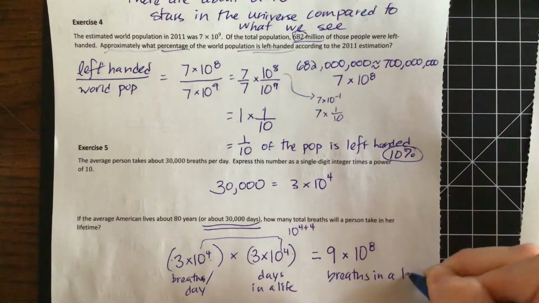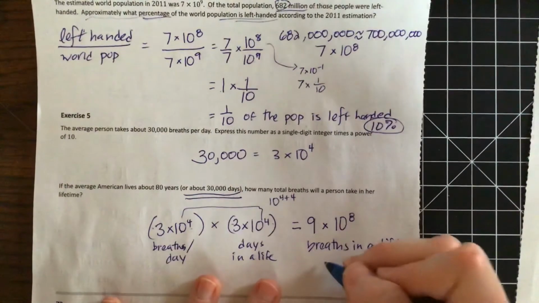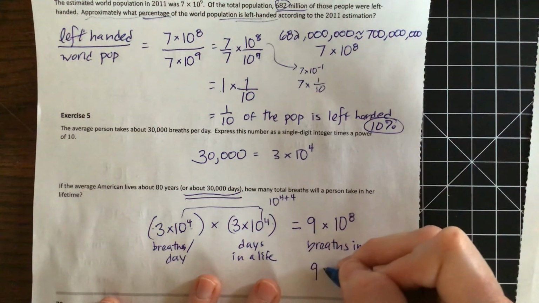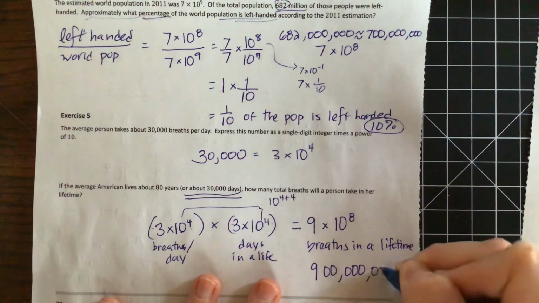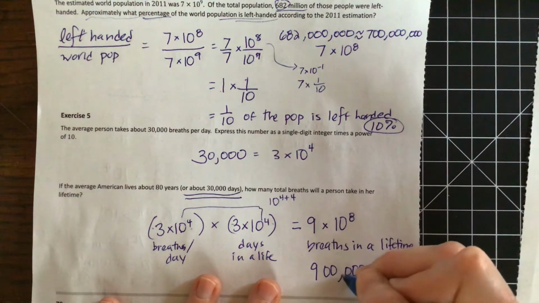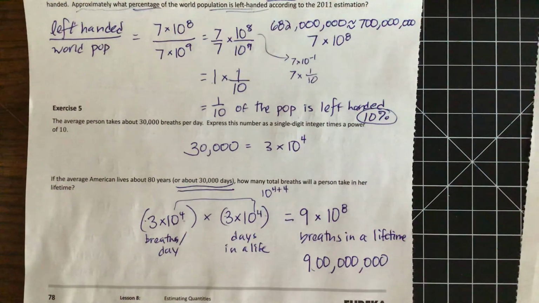in a lifetime. And you could, if you wanted to, see how that looks as a number in standard form. So 9, and that should be 8 zeros: 1, 2, 3, 4, 5, 6, 7, 8. So we have 900 million. All right.